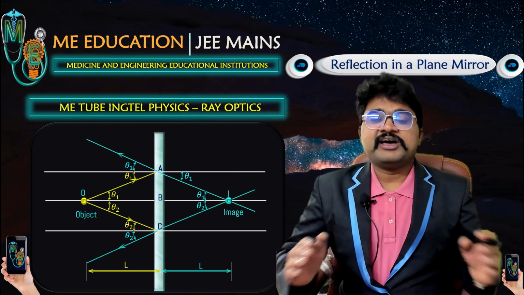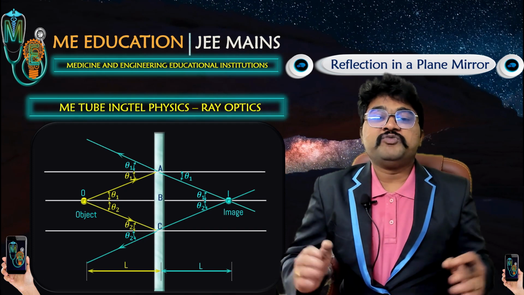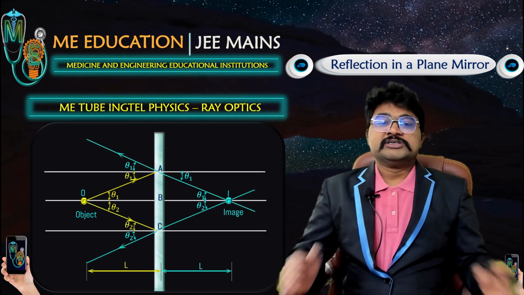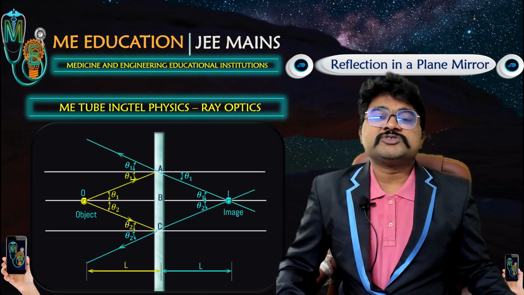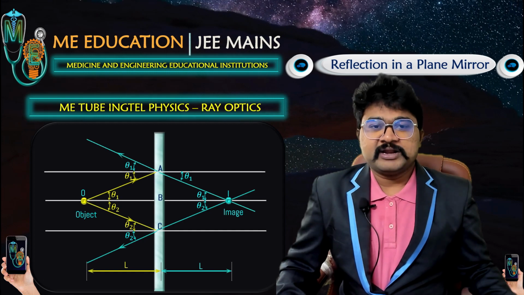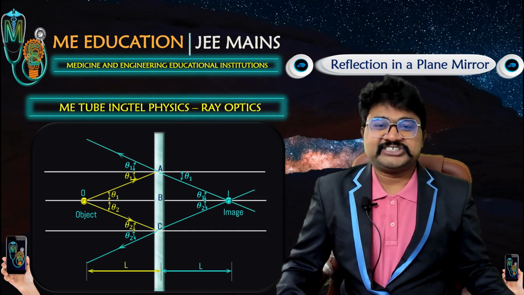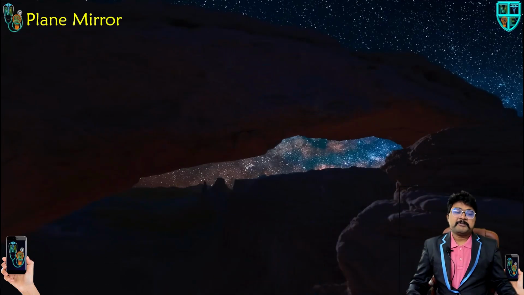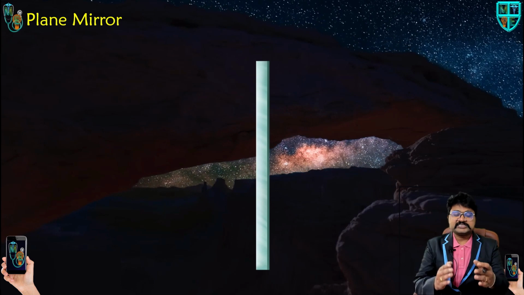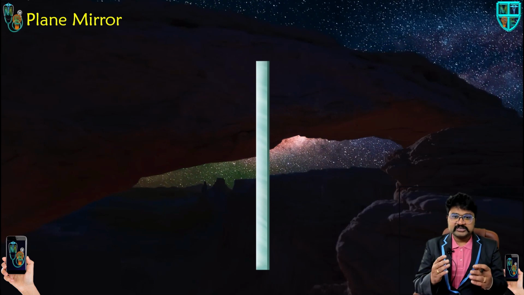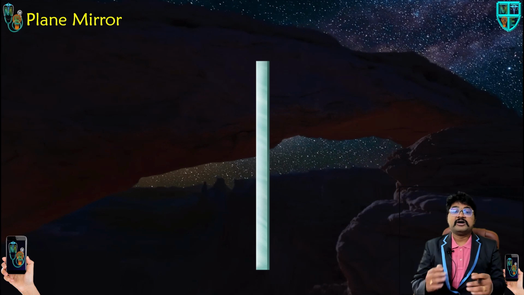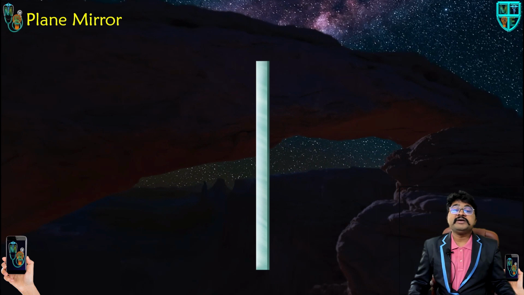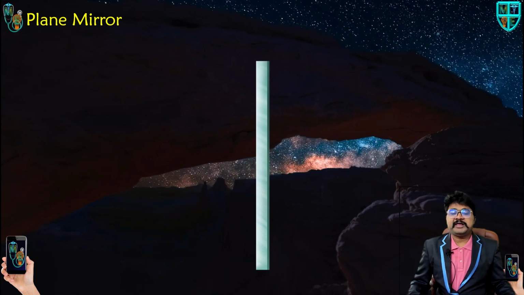We are discussing ray optics. In this session, we are going to discuss reflection in a plane mirror. So, we'll be covering image formation in the mirror in this particular session. Let's start the session. See here, this is the plane mirror. Now we are going to discuss the phenomena of reflection in plane mirror and image formation in the plane mirror.